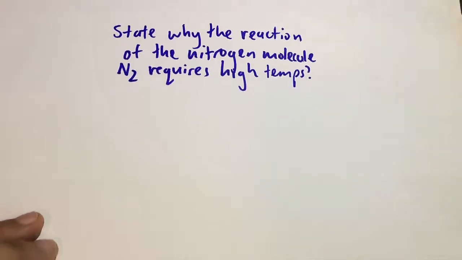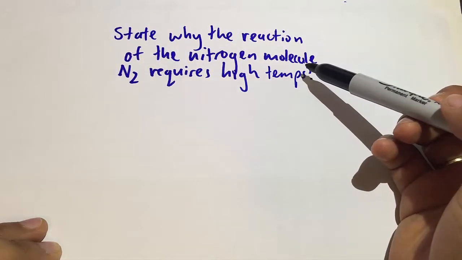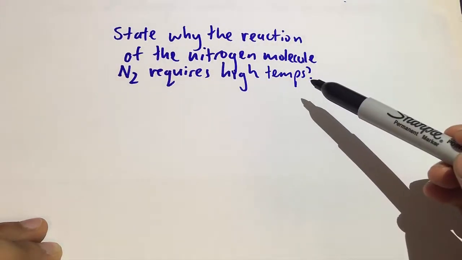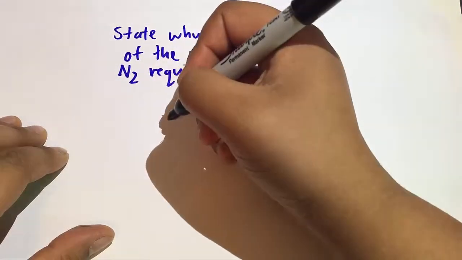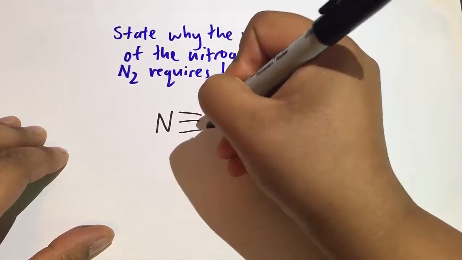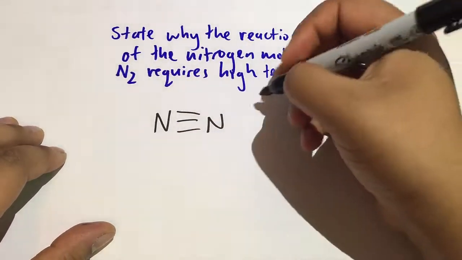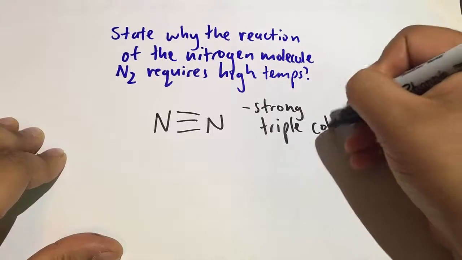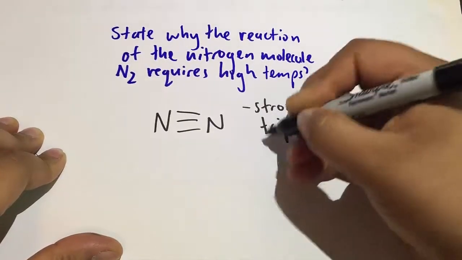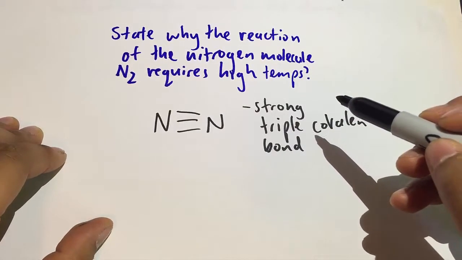So the first question is: state why the reaction of the nitrogen molecule N2 requires high temperatures. This is usually a lead up question for photochemical smog, and the idea is that the N2 molecule, if we were to draw it, looks a little bit like this. It is a covalent molecule, but because of that triple bond, it is a very, very strong molecule. So it's got a strong triple covalent bond. And it's the reason why we don't have photochemical smog occurring all the time.